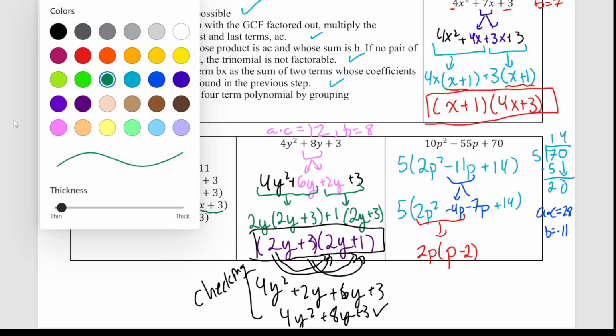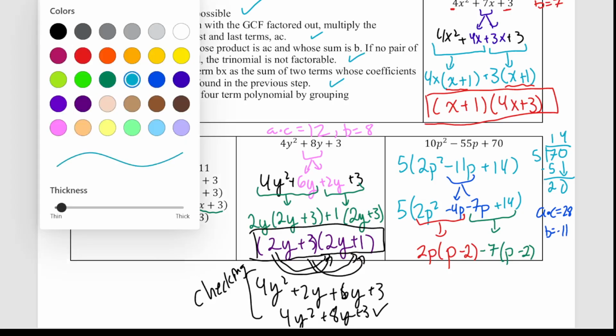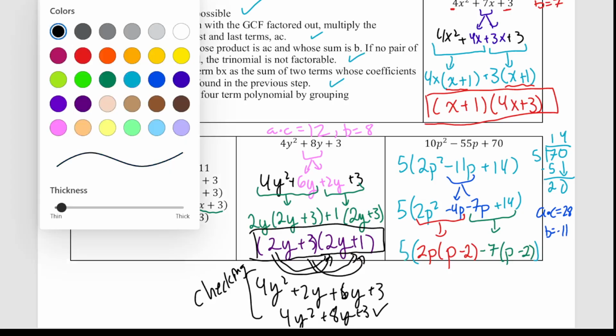For our next two terms, negative 7p plus 14, well, there's a leading negative, so I at least want to pull out a negative, and 7 and 14 have a greatest common factor of 7. Negative 7p divided by negative 7 is going to leave us with positive p. Positive 14 divided by negative 7 will leave us with negative 2. And then we still have the 5 chilling out front.